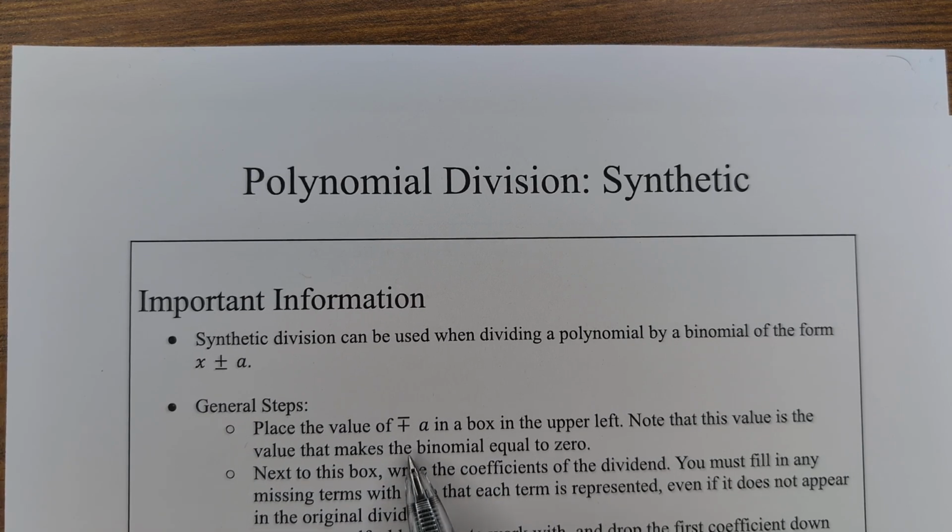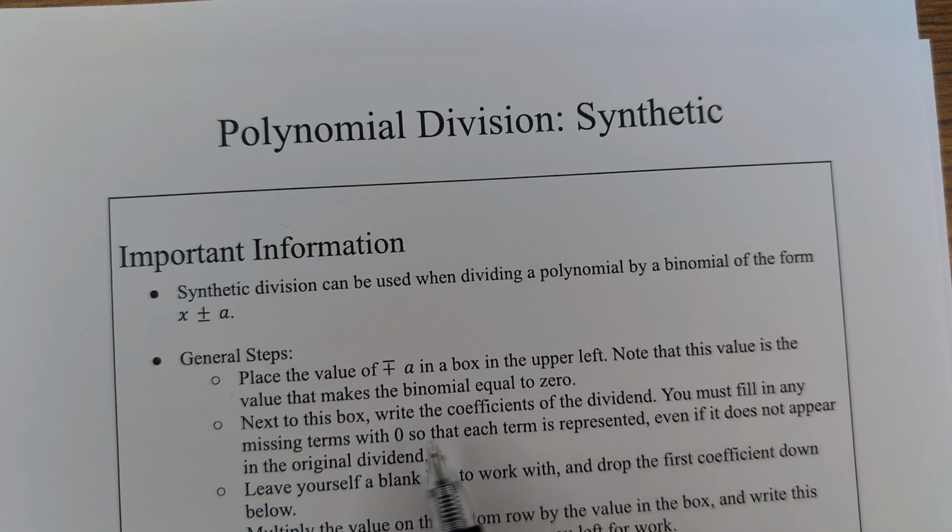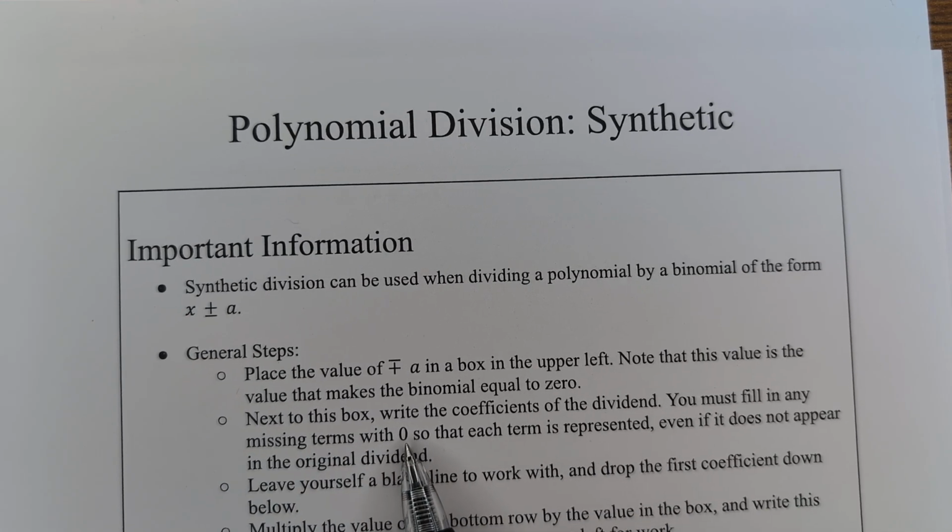Next to that box, we're going to write the coefficients of the dividend. That's the thing you're dividing into. You must fill in any missing terms with 0. That's important. So if you're missing a value, you have to make sure to put a 0 there so you have every term represented, even if it does not appear in the original.